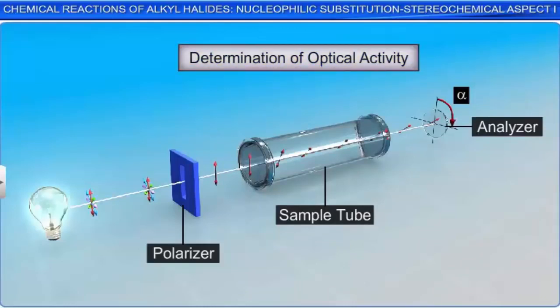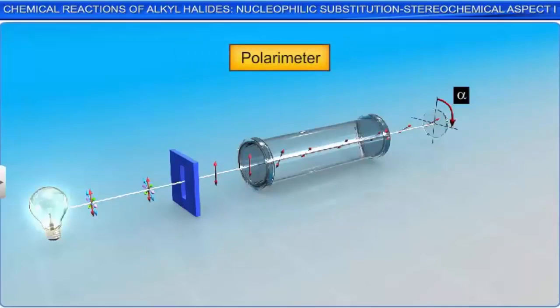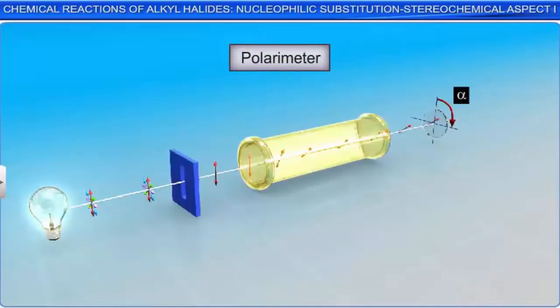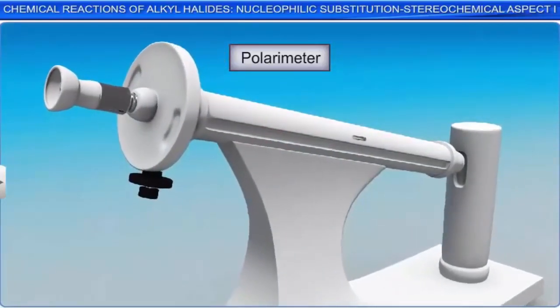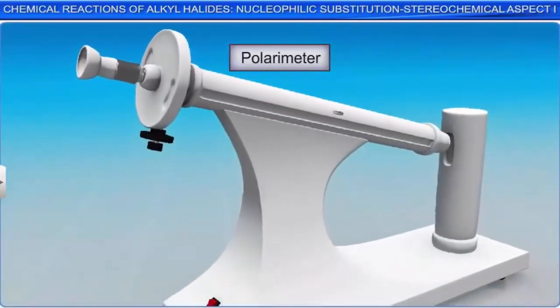The angle by which plane polarized light is rotated is measured by an instrument called a polarimeter. It consists of a light source, two lenses, and a tube between the lenses to hold the substance that is being examined for optical activity. This arrangement is schematically represented as shown here.